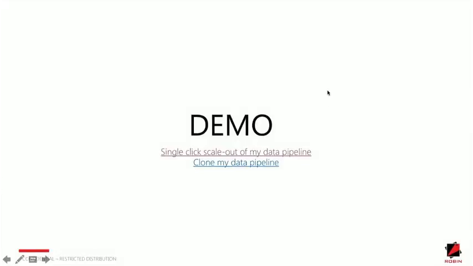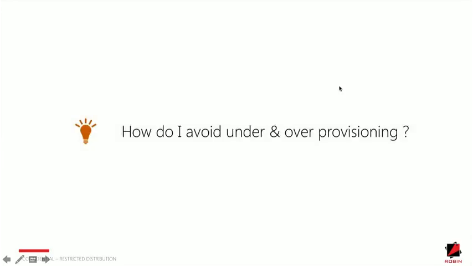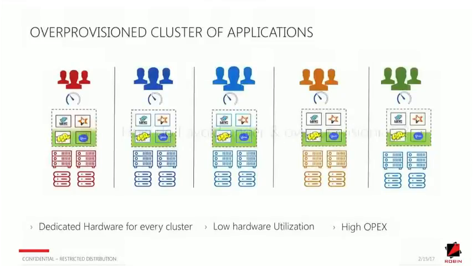So let me go back to my slides. Now, the interesting question: let's discuss how we can address or avoid under and over provisioning. This is a capacity planning problem, and a lot of these capacity planning concerns come from being concerned about performance predictability. You don't want to run multiple applications on the same hardware, because you don't want one application to impact the other.